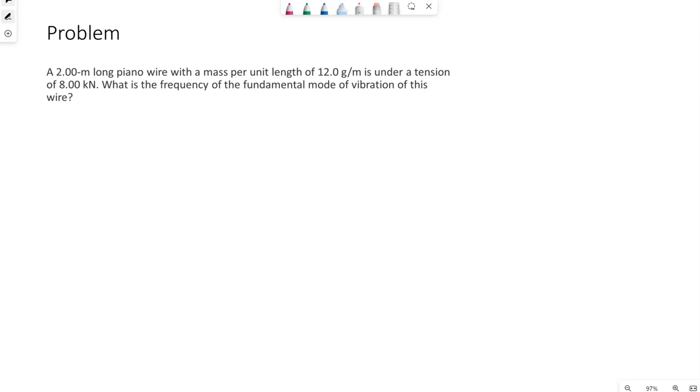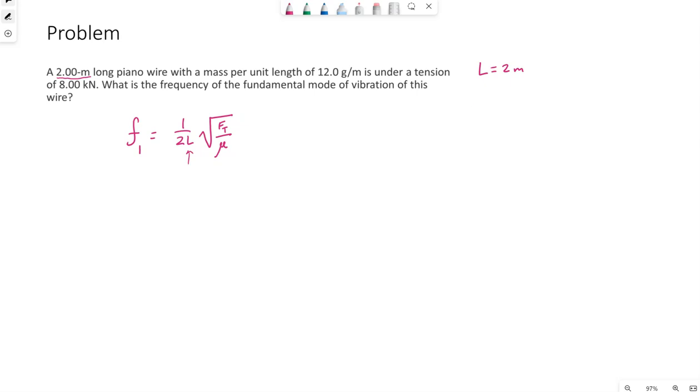So when we look at our equations for standing wave on a string, the fundamental mode is F1. For a string, we can say this is 1 over 2L times the square root of the force of tension in the string, how tight the string is, over the linear mass density. Now, L is the length of the vibrating section. They haven't specifically stated vibrating section, but we have to assume that whole 2 meters is that vibrating section of the wire.